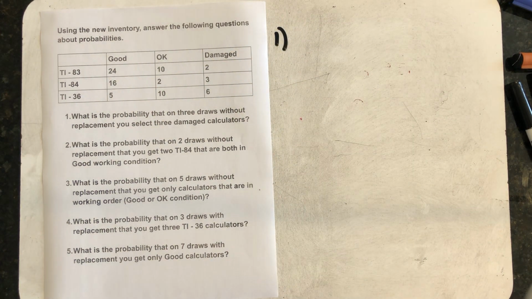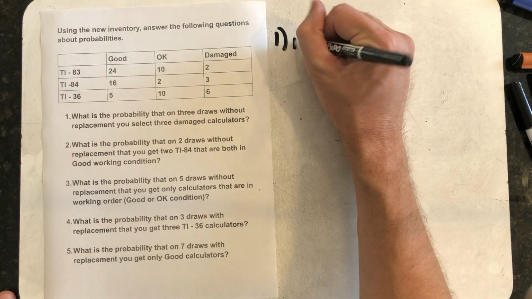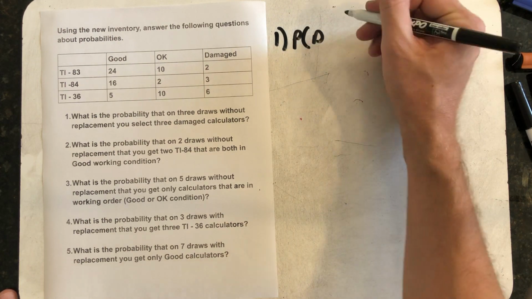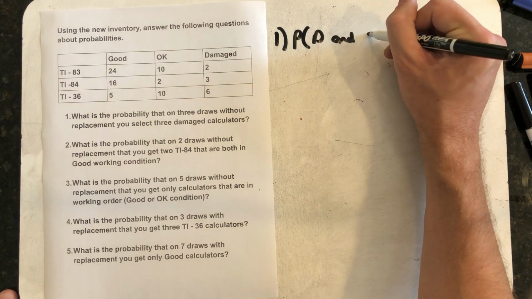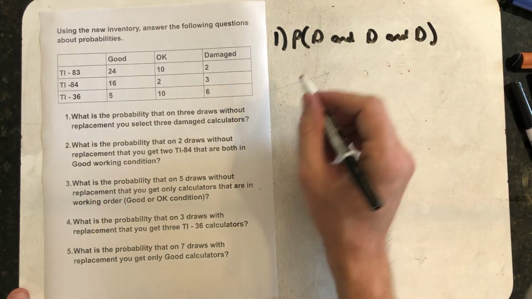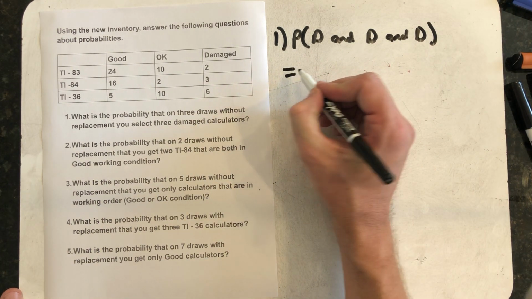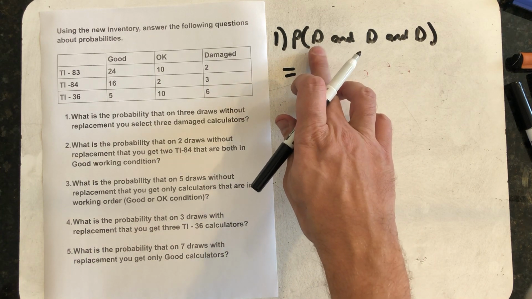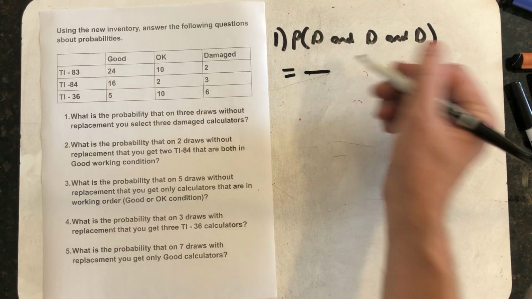First up, I just want to write this down as a probability statement. The probability on a first draw we get a damaged calculator, and then on another one we get a damaged calculator, and then on a third draw we get a damaged calculator. The multiplication rule says I calculate the probability of a damaged calculator. Alright, well we can go on and do that.